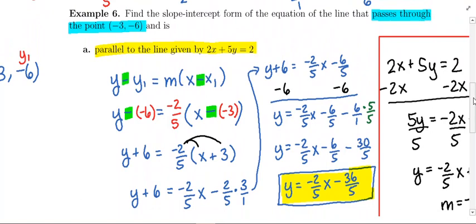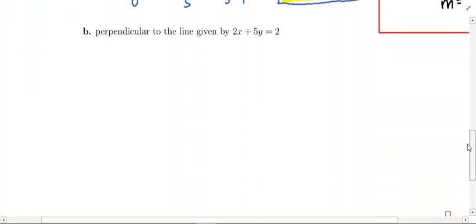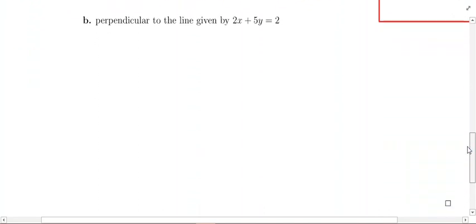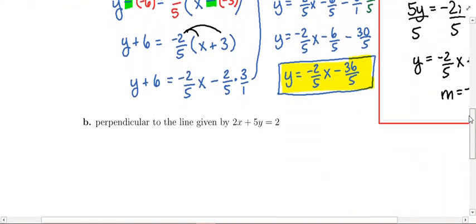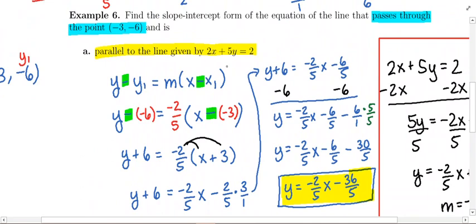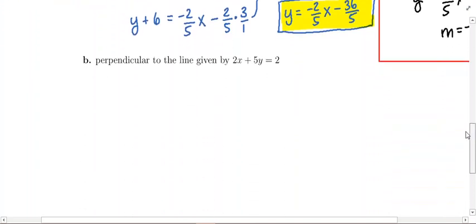The line is still going to pass through the point -3, -6, but now the line needs to be perpendicular to the line given by 2x plus 5y is equal to 2. Okay, so we're finding the equation of a different line. The line is still going to go through this point -3, -6. But remember in part A, we were given this line 2x plus 5y is equal to 2. We're still given that same line, but now the line we're looking for is going to be perpendicular to that line. So make sure you understand what is happening before you proceed with the video.